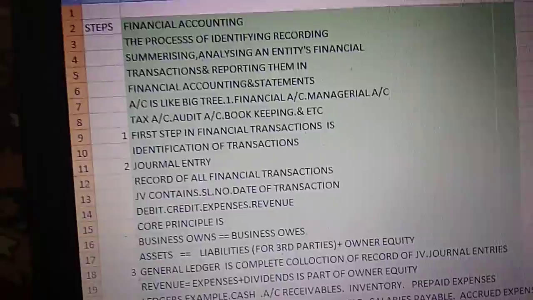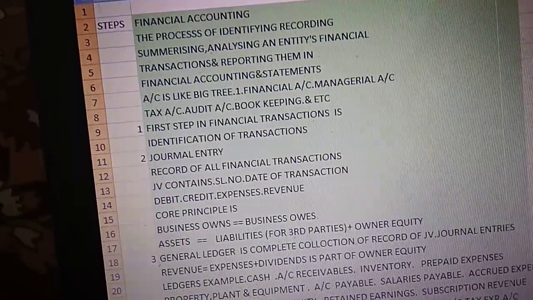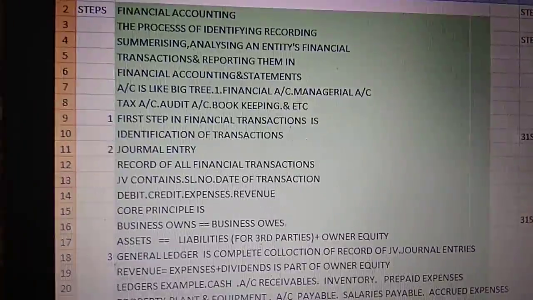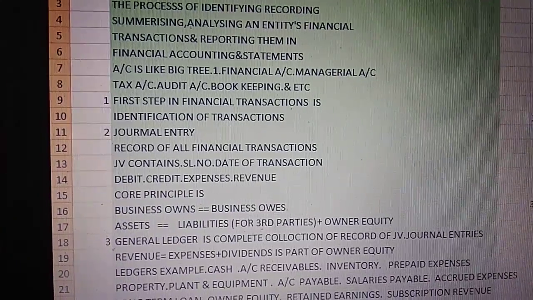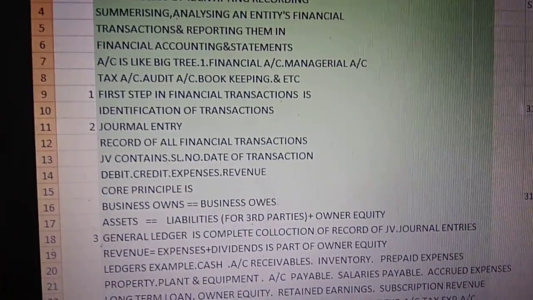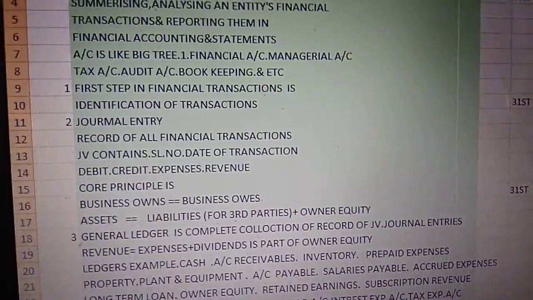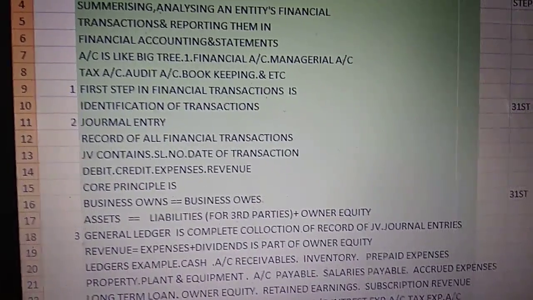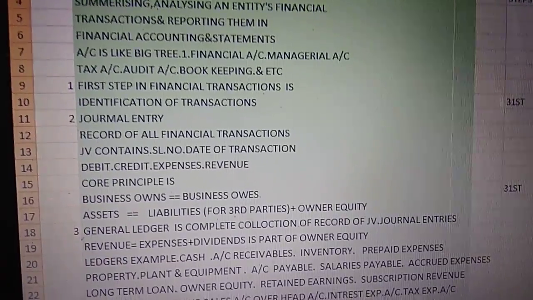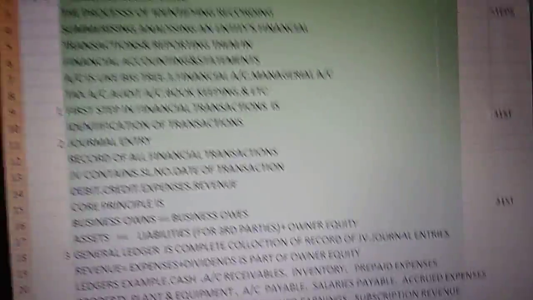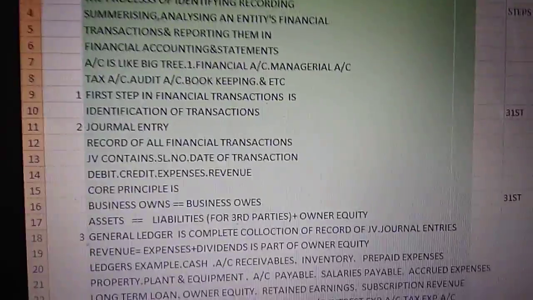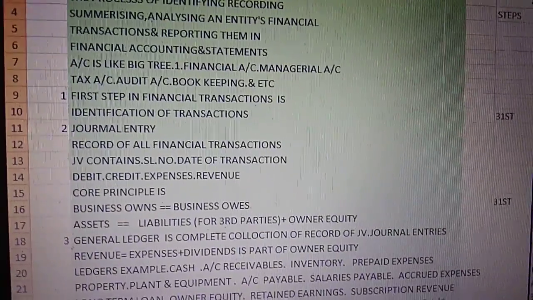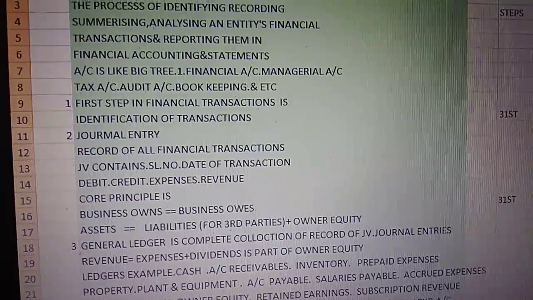Accounting is like a big tree. Financial accounting, managerial accounting, tax accounting, audit accounting, bookkeeping, etc. It is like a banana tree, a big tree, and these are the branches of accounting.